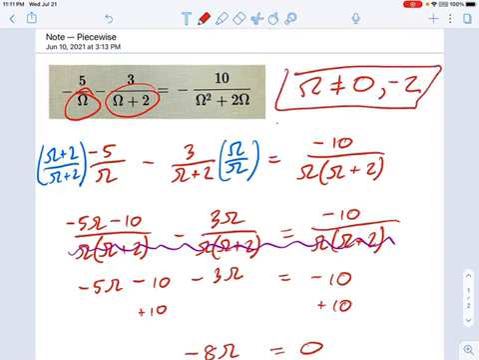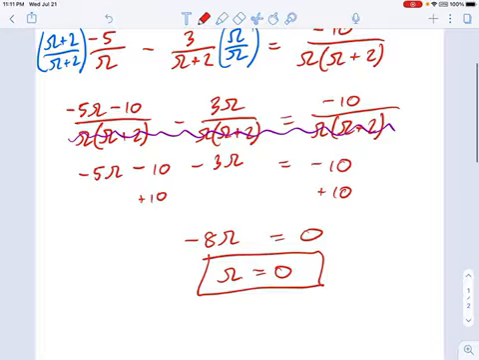Because if either of these two things happen, 0 or negative 2, then you will end up dividing by 0, and that's just not allowed until we get to calculus. Okay? So this, turns out, is a big old DNE. Sorry.